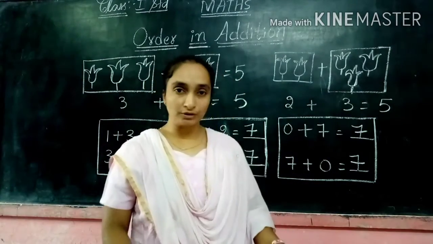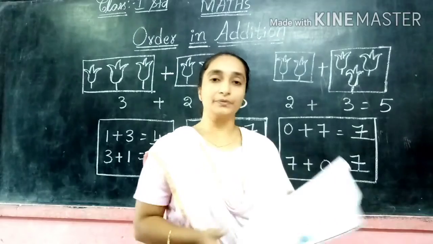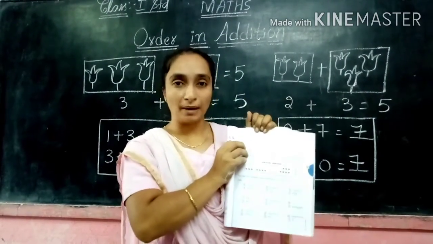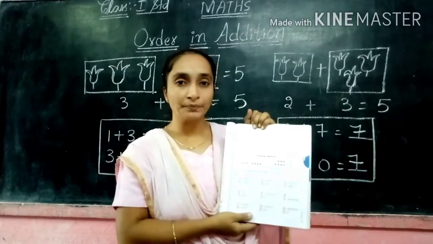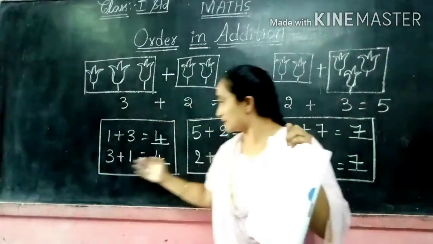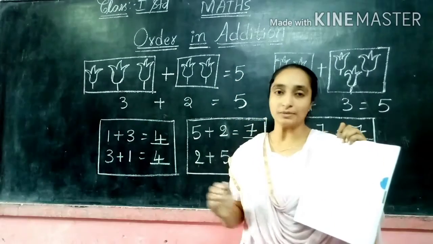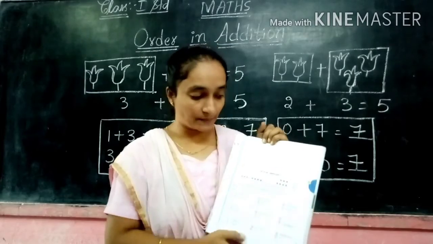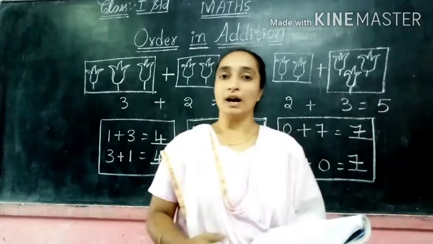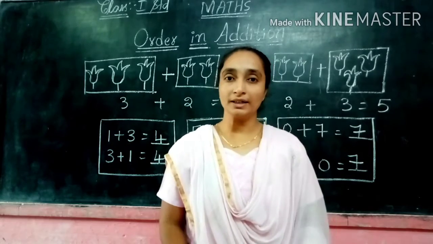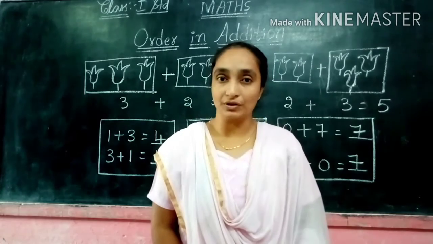In our textbook, page number 99, here we can fill in the blanks. Here we have some blanks, children, by adding 1, by adding 0, and by changing the order of the numbers. This is very easy, children. You can complete it in your textbooks up to here. Then today we are going to learn about another one, that is vertical addition.